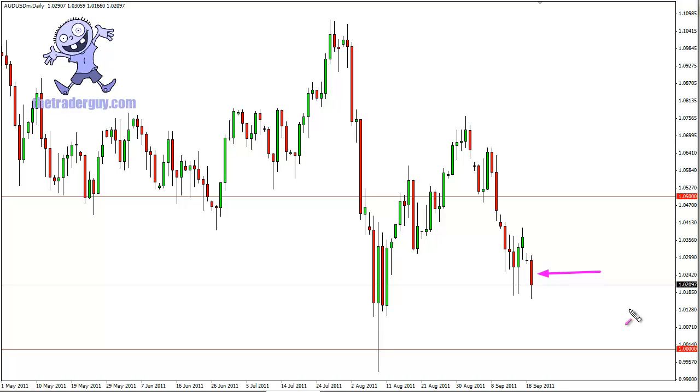The Euro US dollar formed a nice hammer. The pound did for the most part, the pound dollar and everything else. But here we have the Aussie, and it's not acting quite right.